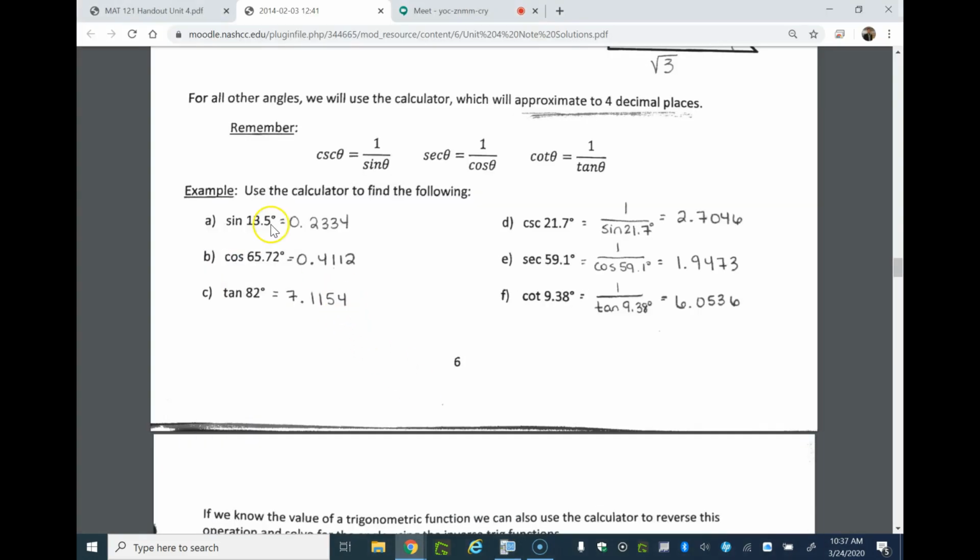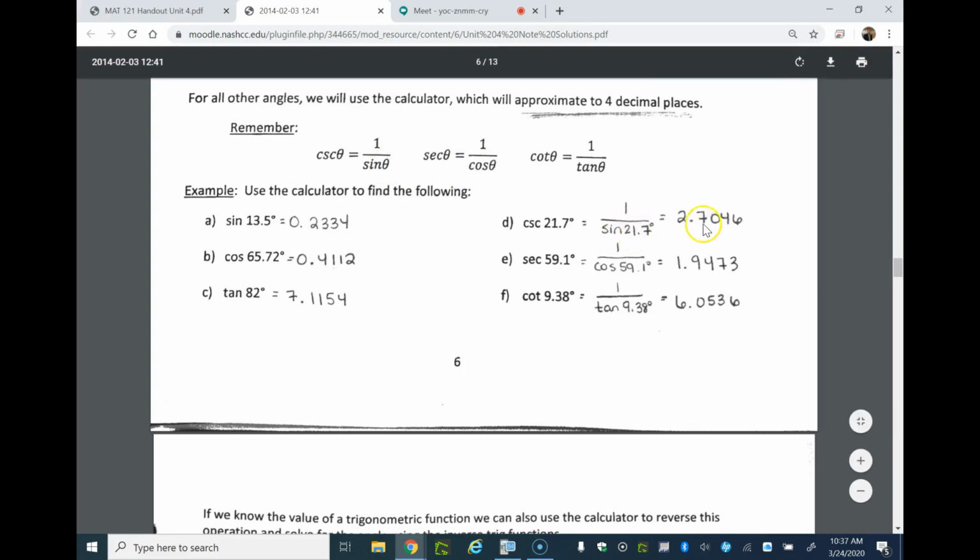Even if it's in degree mode and you put the degree sign, you're still going to get the right answer. This section should not be difficult. We're just putting this in and getting the answer. If you're doing cosecant and secant, remember these little techniques here. Cosecant is 1 over sine and then the angle, wherever it is, to get this answer. So you do have to put the 1 on top and the sine in the denominator.